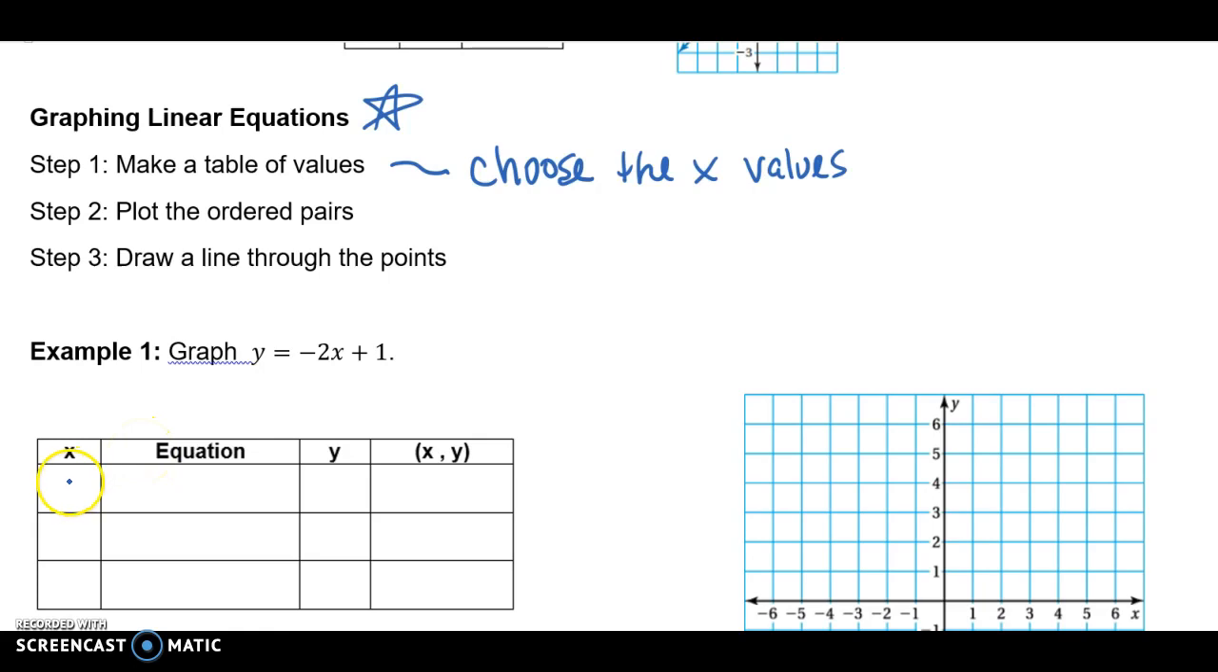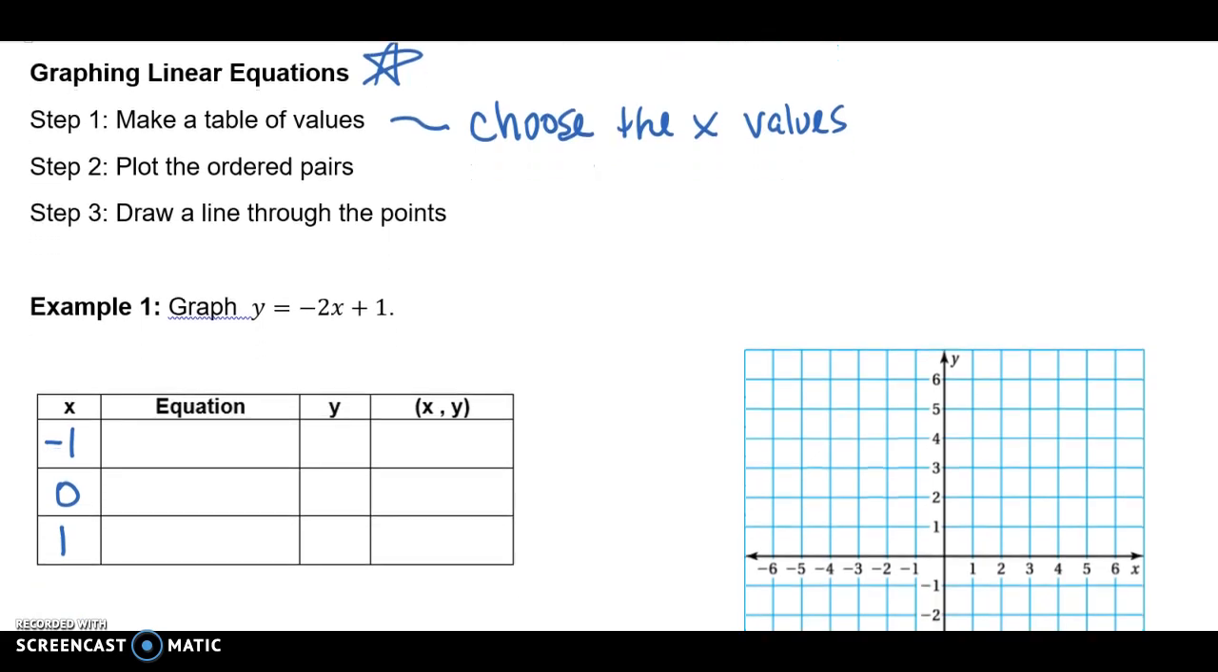Most of the time, unless we tell you to use something different, we are going to use -1, 0, and 1. Okay, because it's good to know what's going on the negative side of the graph, what's happening at 0, it's easy to plug in, and what's going on the positive side of the graph. So, make a table of values. We choose the x values.